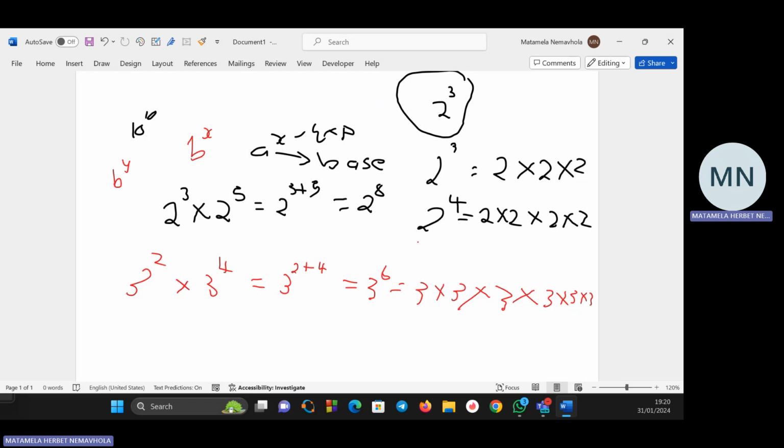I also gave an example with 2 to the power 4. 2 to the power 4 is the same as saying 2 multiplied by 2 multiplied by 2 multiplied by 2, which is 4 times. If you count it, you're going to see that it is 1, 2, 3, 4.